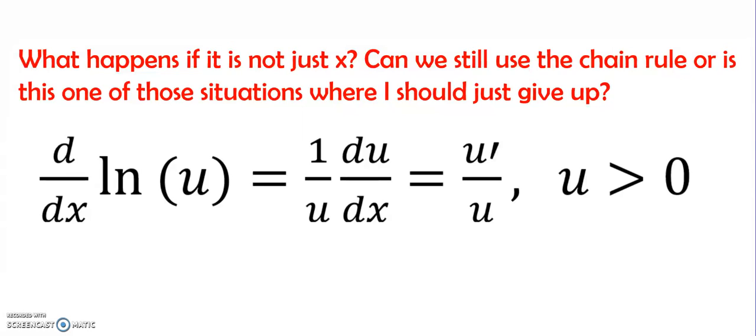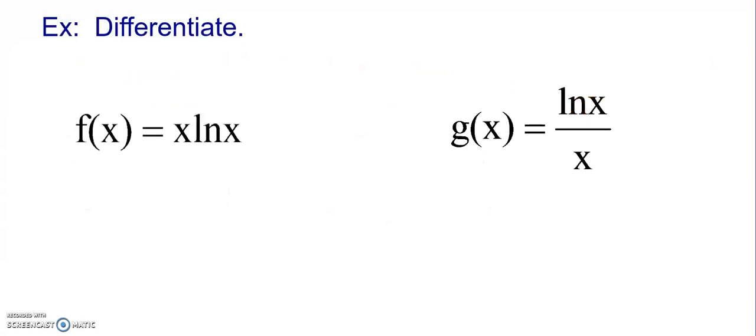The derivative of natural log of u, if u is some function of x, is just 1 over u times the derivative of u, which is du dx. Or you can think of it as u prime over u. And again, the function u, where u is some function of x, has to be greater than 0. Okay, let's put this into application.